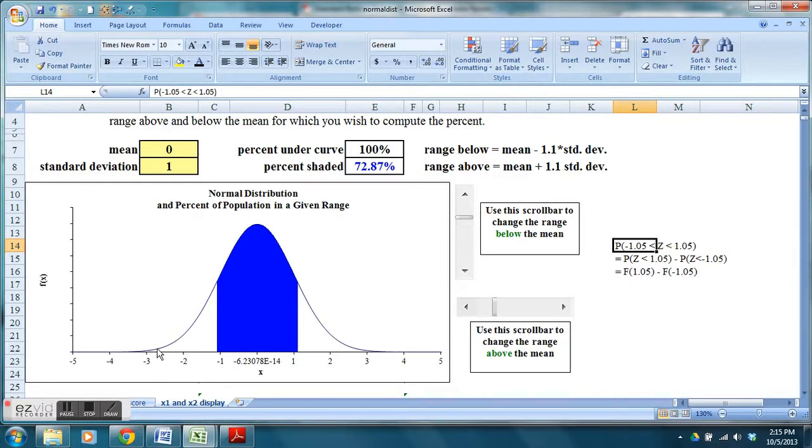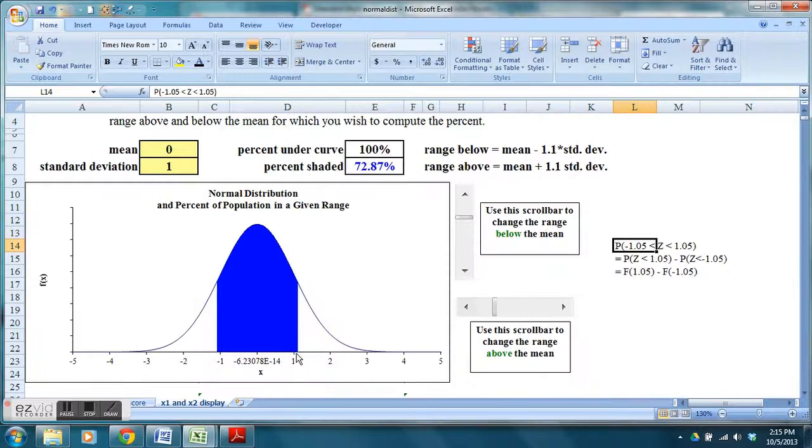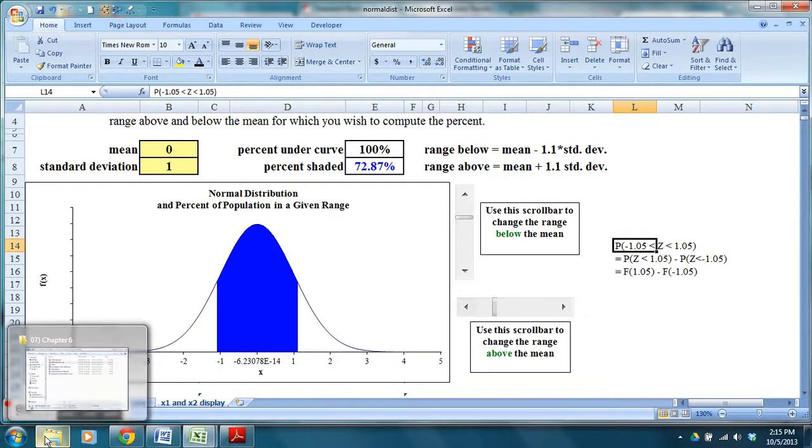Draw your distribution, zero in the middle, and shade everything that you're interested in. That would be this middle section. The table only shows everything to the left of these z numbers. This shaded region is going to be equal to everything to the left of 1.05 minus everything to the left of negative 1.05, and what's left over is the shaded region.